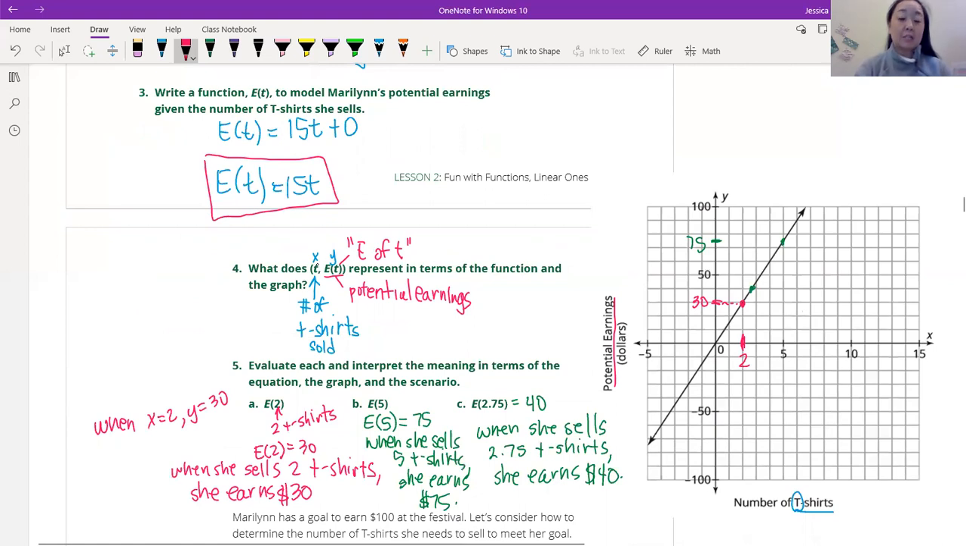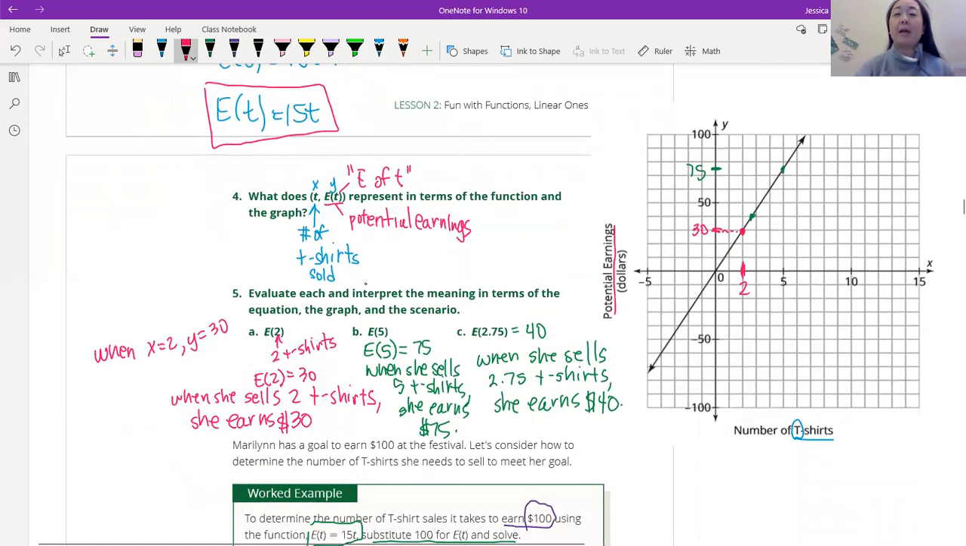All right, so now what does e of t represent in terms of the function and the graph? Remember, t is in the x position, so this is the number of t-shirts sold. E of t represents the y, so that's our potential earnings based on the number of t-shirts we sell. So what does the y depend on? The x. The e depends on the t. I know it's a little weird sometimes, but the way we could relabel these graphs is instead of saying x, we could say t, and instead of y, we could say e of t. They are interchangeable. They represent the same thing.